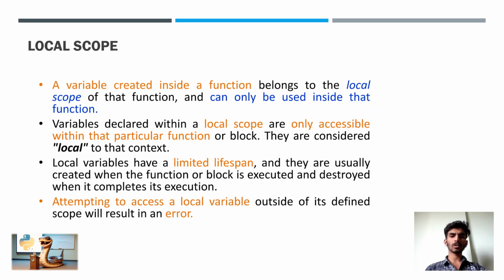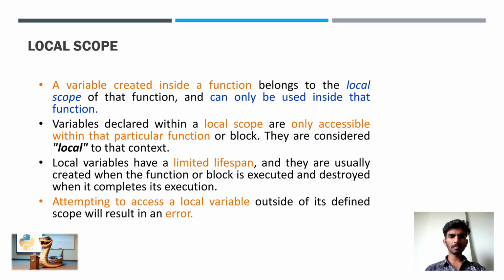Now let us know about local scope. A variable created inside a function belongs to the local scope of that function and can only be used inside the function. It means we can create a variable inside the function which is only utilized by that function. The variables declared within the local scope are only accessible within the particular function or block. They are considered local because they are only accessible within that block of code or function.